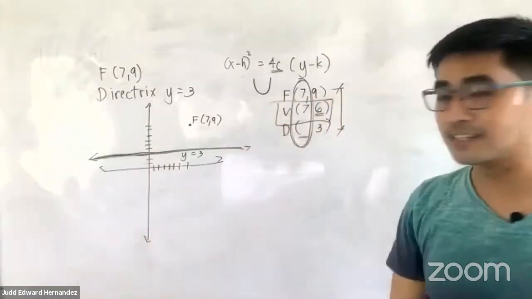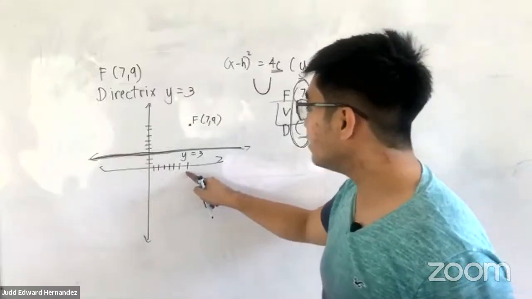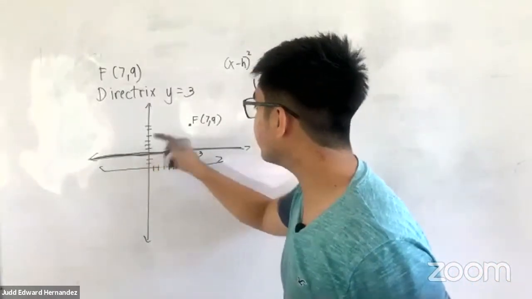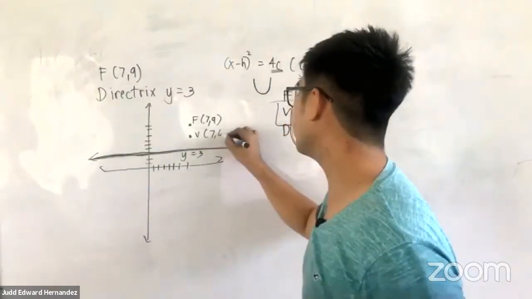Lagay na natin. Saan daw si vertex? 1, 2, 3, 4, 5, 6, 7. So (7, 6). This is the vertex. Its location is (7, 6).